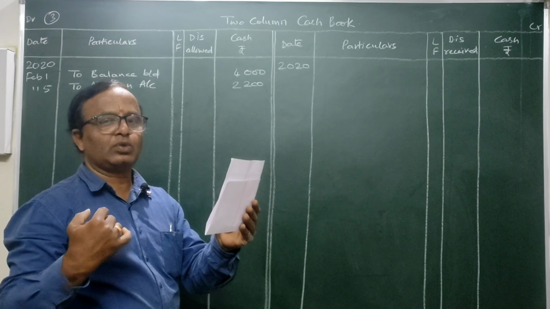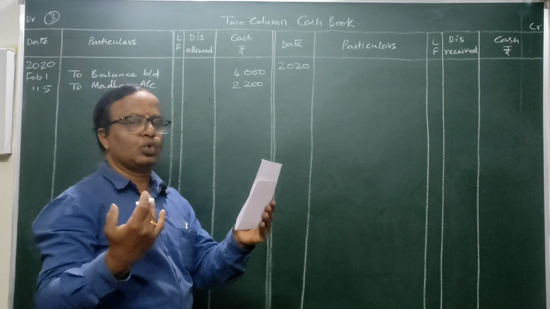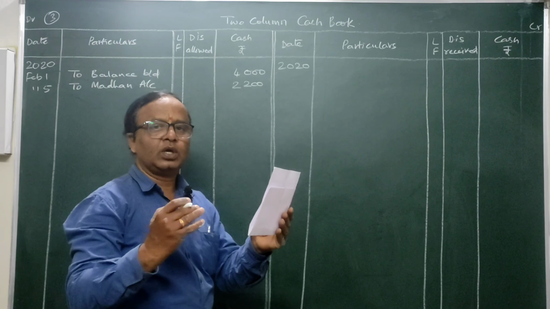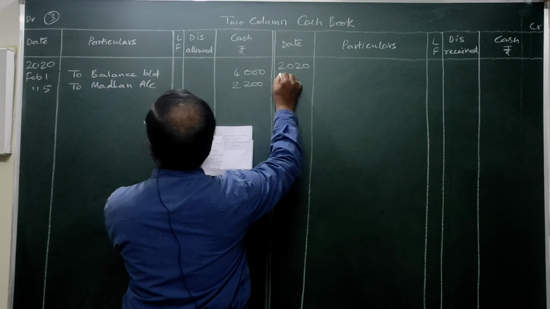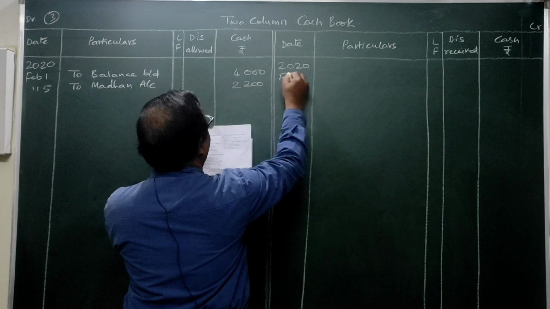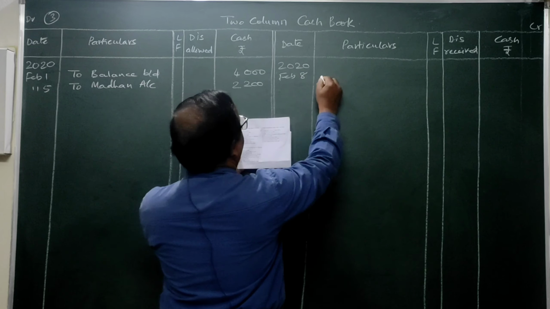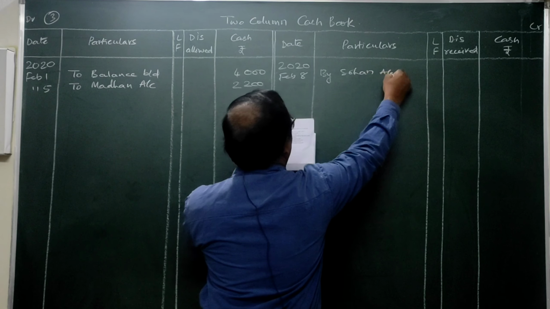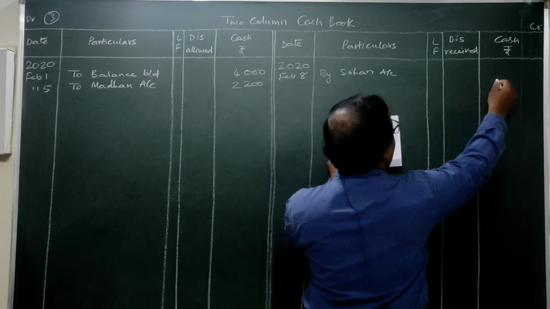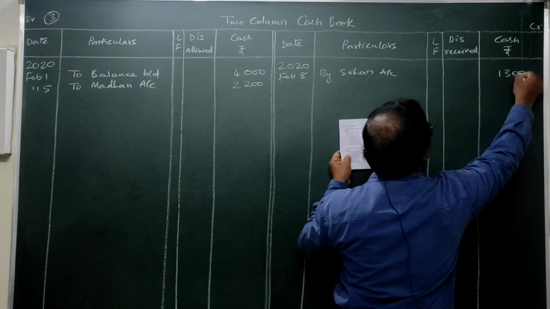Then again, 8th date, cash paid to Sohan. When you have paid cash to Sohan, your entry will be Sohan account debit to cash. Cash is going out. So by Sohan we will write. This is February 8th date. By Sohan account. How much? 1,300. In cash column 1,300.